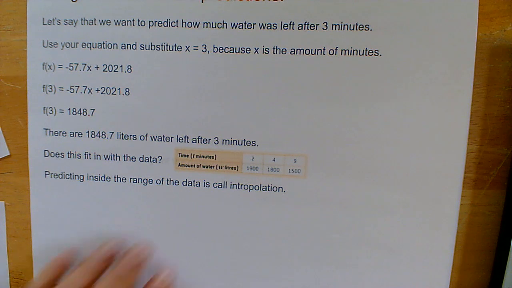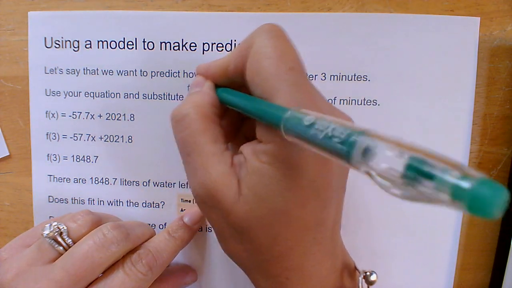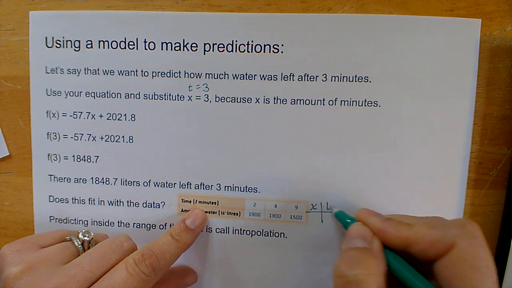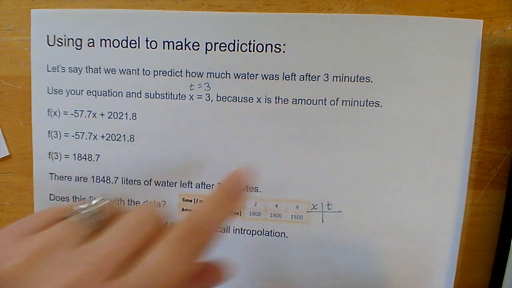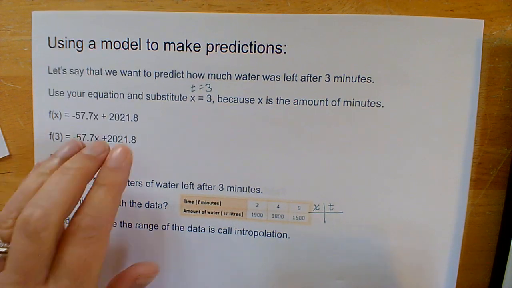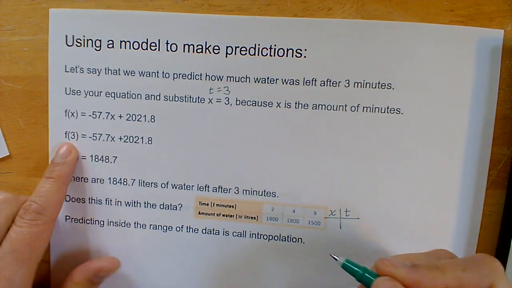Okay, let's use our model to make predictions. Let's say we want to predict how much water was left after 3 minutes. We're going to use our equation, and because our 3 is our x, which is also our t, you could also say that t is 3 because it is right here. So because x is the amount of minutes, we're going to substitute our 3 in for our x. So here's our generic equation that I used. That was fine. In place of the x, I'm going to put 3.